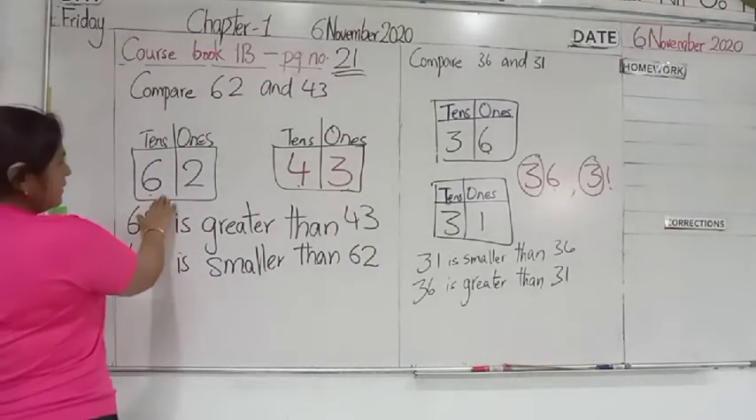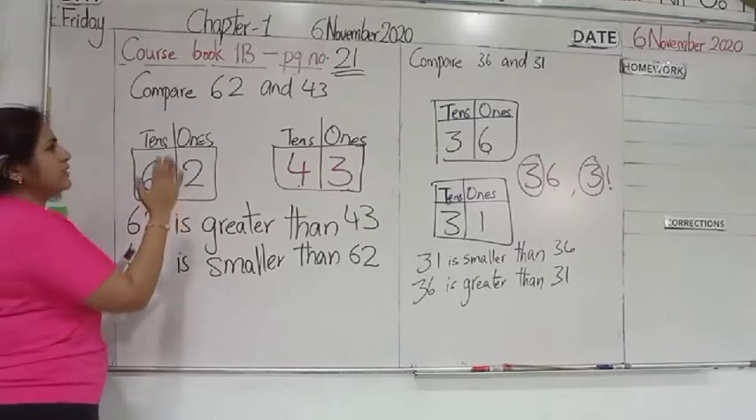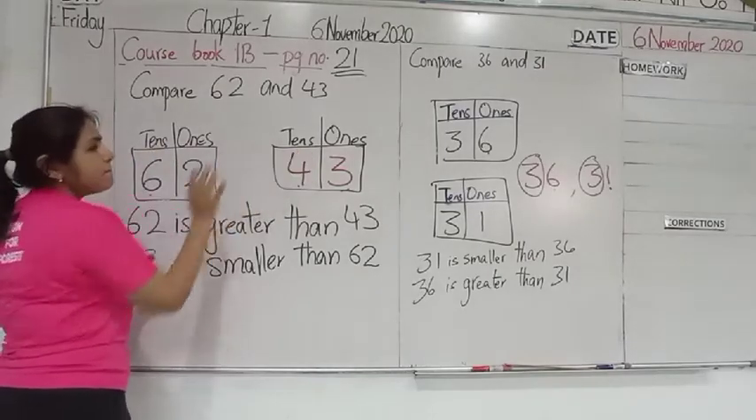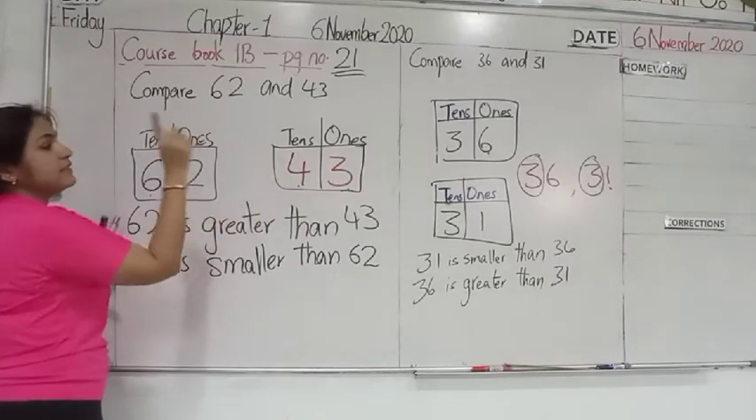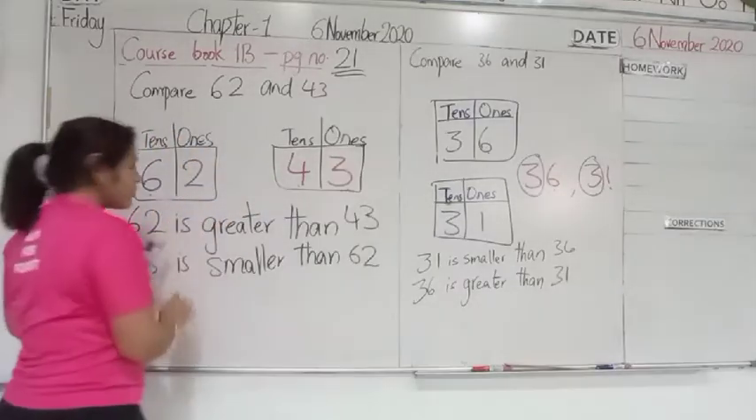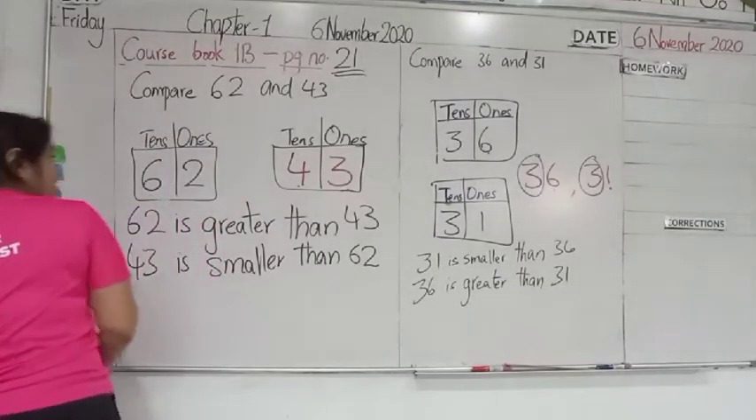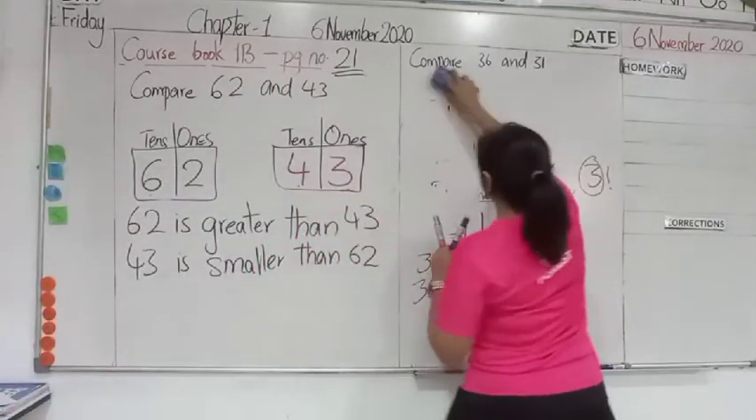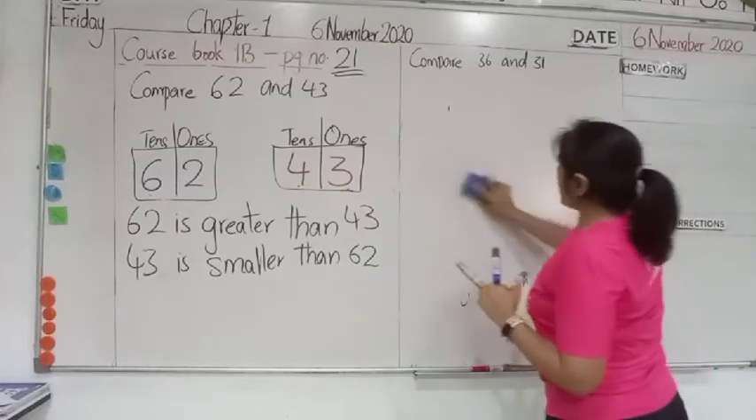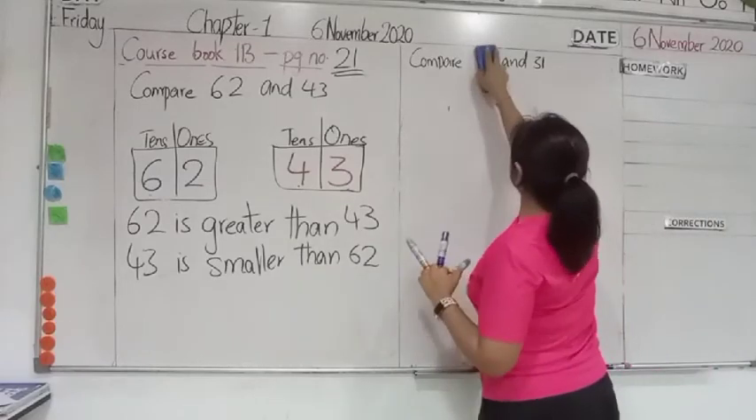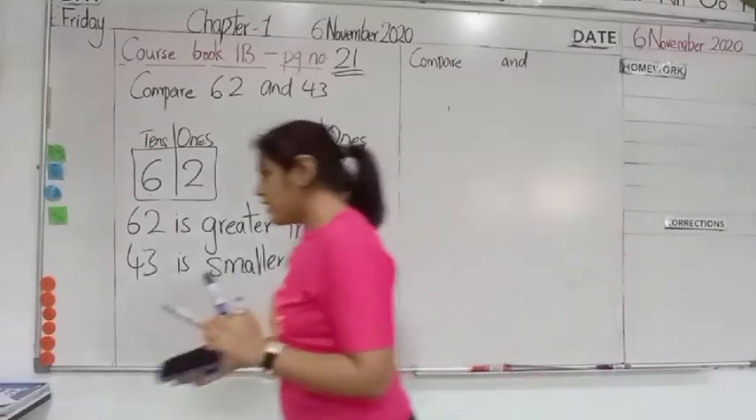Do we understand? First, we always compare with tens. But if the number is same in tens place, then we will look at comparing for ones place. Now, let's compare the other two numbers. What are the other two numbers they are asking us to compare? Let's look at this one.